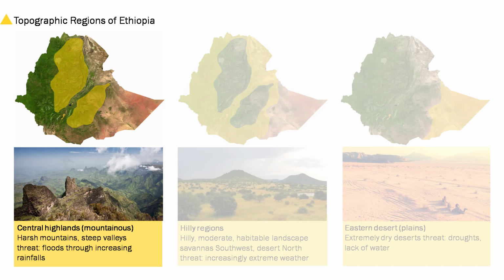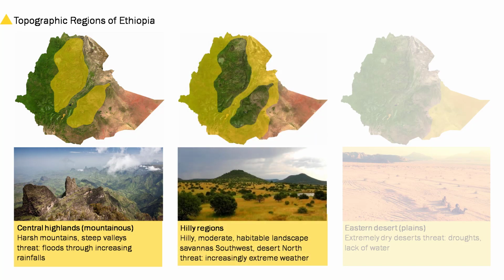Generally speaking, Ethiopia has three main topographic regions, each of them with several different climate and vegetation types. The East African Rift Valley divides the Central Highlands into two separate plateaus, harsh mountainous regions with steep valleys and high peaks. The vegetation, however, is lush. Agriculture is possible and the climate is moderate to cool. Due to climate change, the region faces heavy rainfalls causing severe flooding.